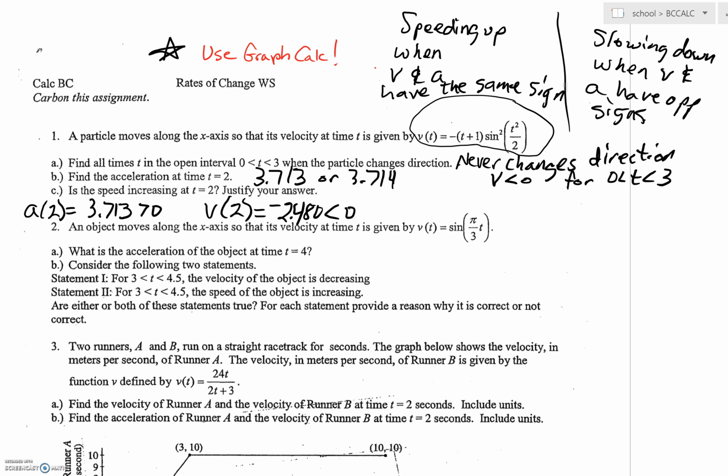So acceleration and velocity have opposite signs. We could say, is the speed increasing? No. We can say the speed is decreasing. You're slowing down. Justify, that means write a little sentence. Because V of 2 is negative, A of 2, the acceleration, is positive.